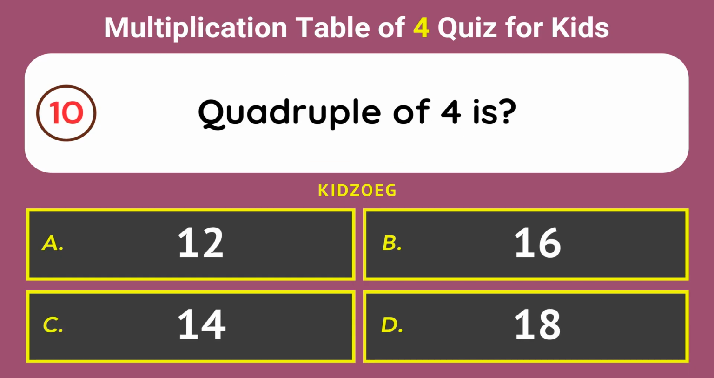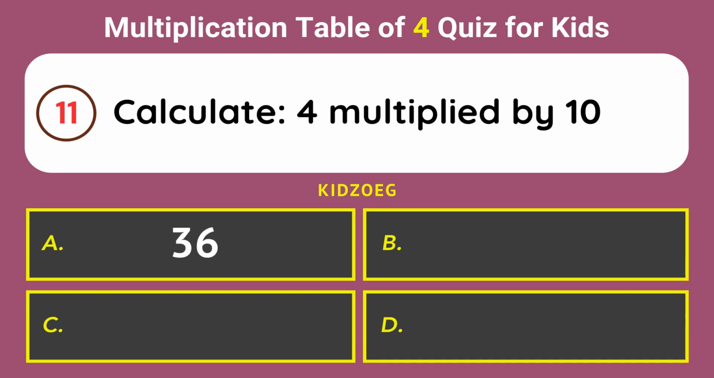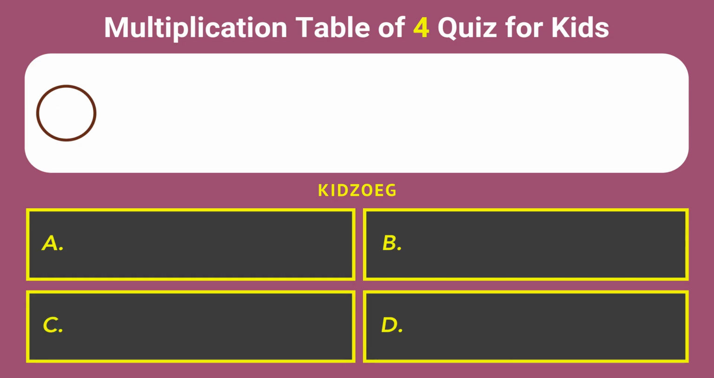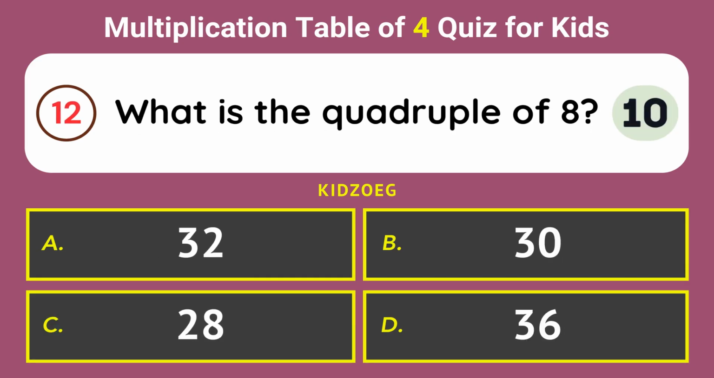Quadruple of 4 is? $16. Calculate. 4 multiplied by 10. $40. What is the quadruple of 8? $32.